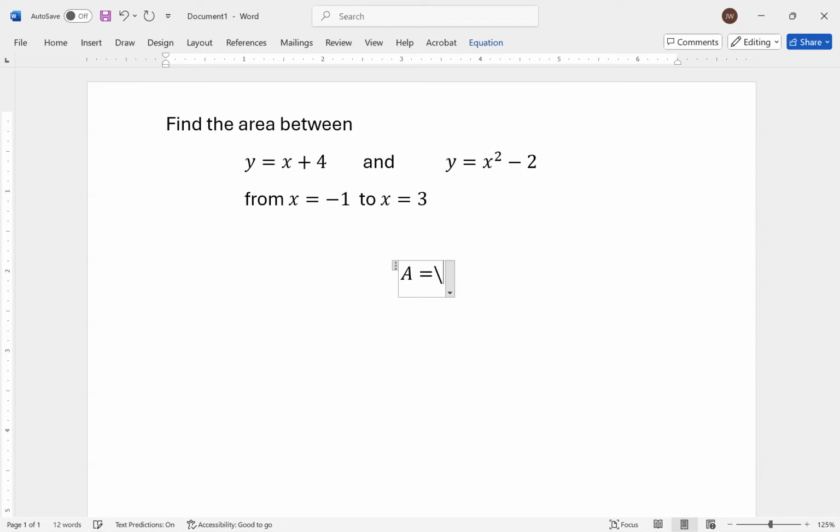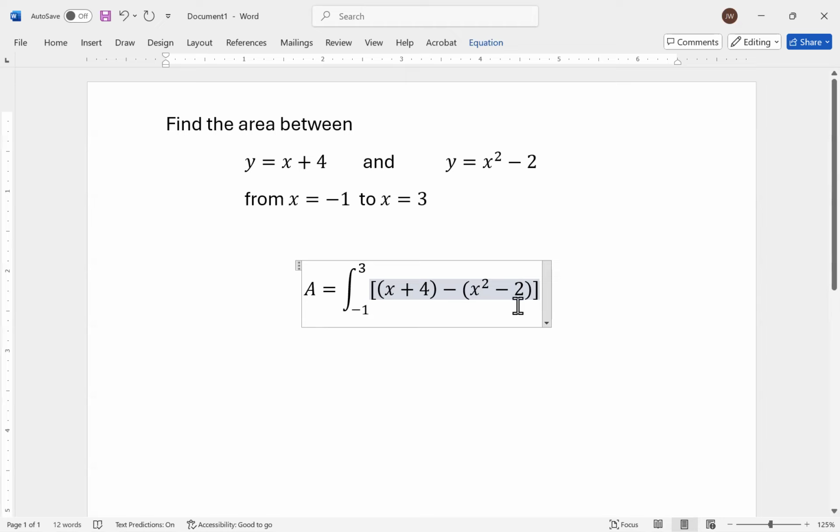Area is equal to integration from -1 up to 3. And then we have to be a little bit careful about how we do this. The line is y equals x plus 4, so I've got to put x plus 4 in parentheses. And then I'm going to subtract the parabola y equals x squared minus 2, so I subtract x squared minus 2. Be careful when you do that because the x squared minus 2 is in parentheses, and this minus sign needs to distribute.